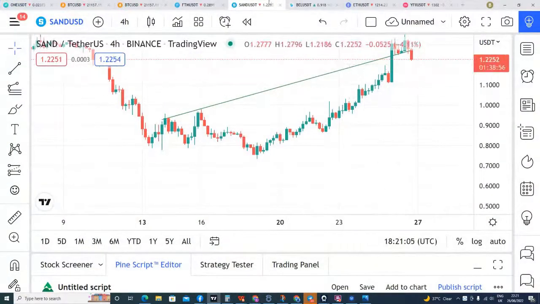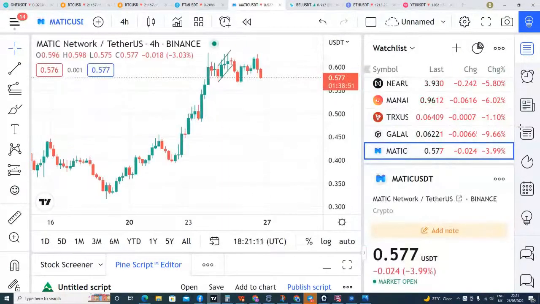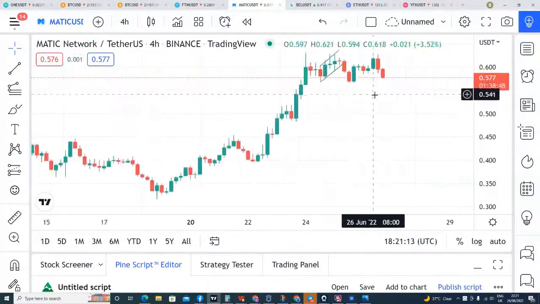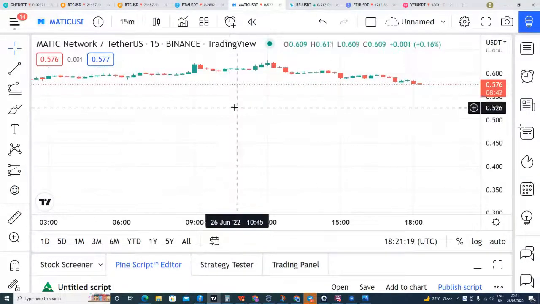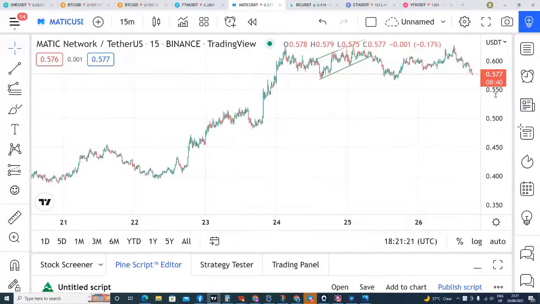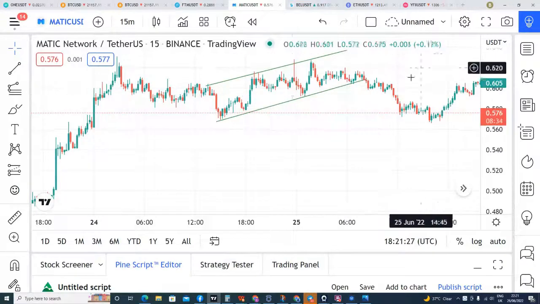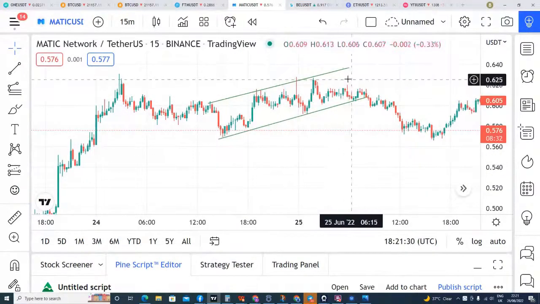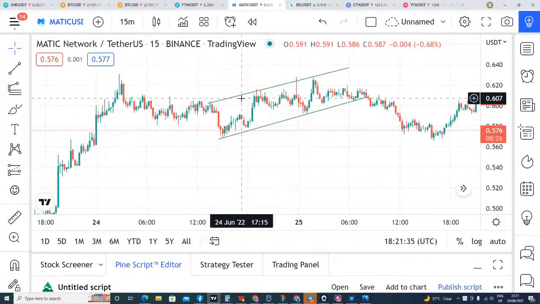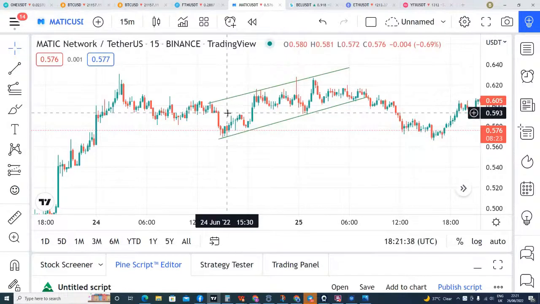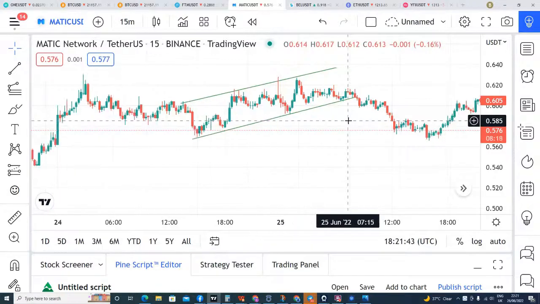So let me go to my chart, and I pick Matic, and I want to put this in the 15 minutes chart. So I'll show you guys something. Can you see this? Can you see my screen? Hope you guys are seeing my screen very well. Now let me show you guys how I traded Matic. I made so much money from Matic in the last couple of days. I hope you guys are seeing my lines up there.